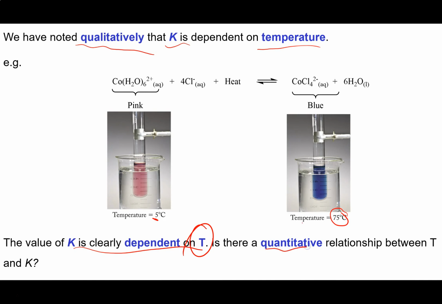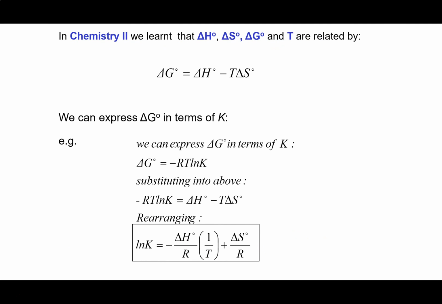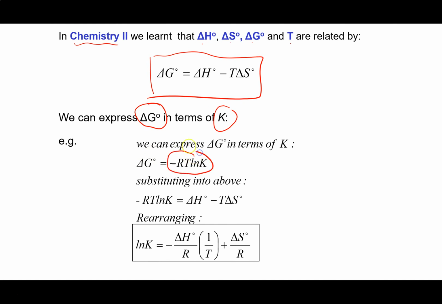The question is, though, this is qualitative, right? Is there a way of calculating K at different temperatures, i.e. what is the numerical relationship between temperature and the equilibrium constant? So we did learn in chemistry 2 that delta H, delta S, delta G, and T are related like so. Delta G naught equals delta H naught minus T delta S, very famous equation. And we've also just learned that you can express delta G naught in terms of K. So what I can do is take my expression for delta G naught and put it up there, right? So that's what we've done here.